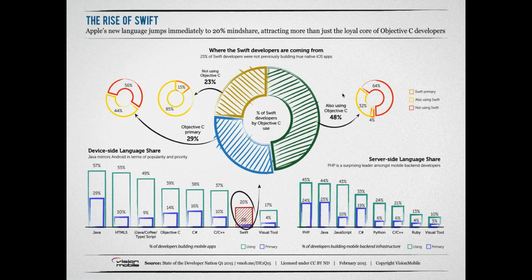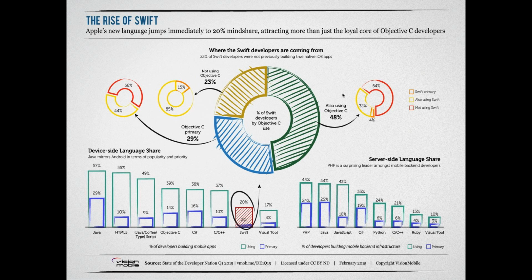On the server side, you see PHP leading, which is relatively speaking a dated language, but at the same time it's being used by a very, very large number of not just mobile developers but also back-end developers, given that WordPress, for example, is written on PHP, and WordPress is the most popular website software in use.